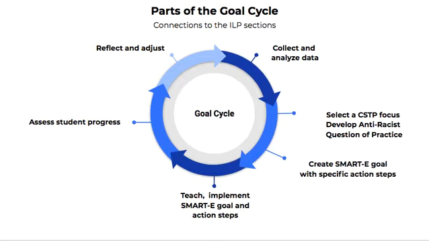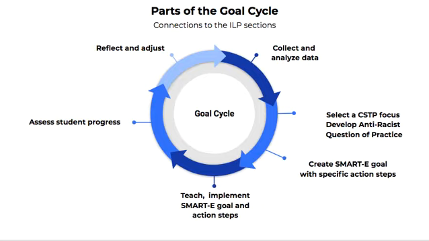In a goal cycle, each section leads into the next and continues as you plan, revise, and refine. We start with collecting and analyzing data. Once we have that, it leads into the selection of a CSTP focus and the development of an anti-racist question of practice to start this inquiry.